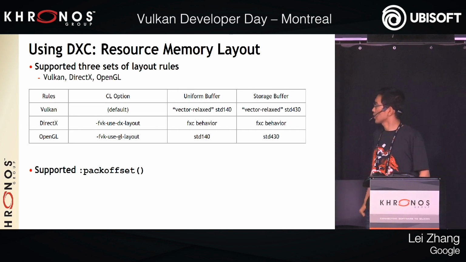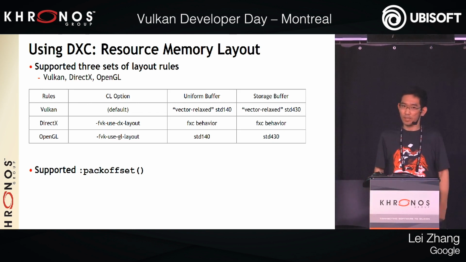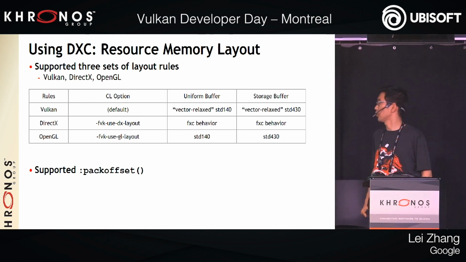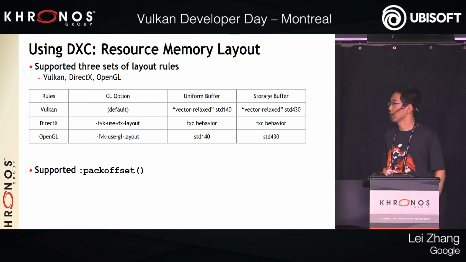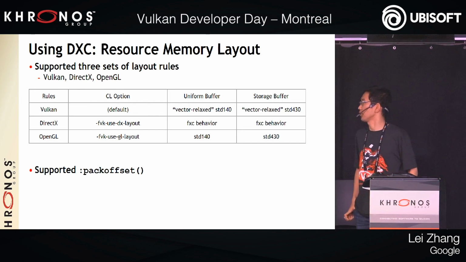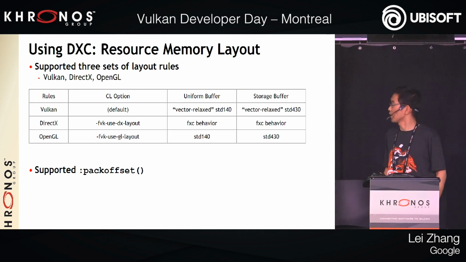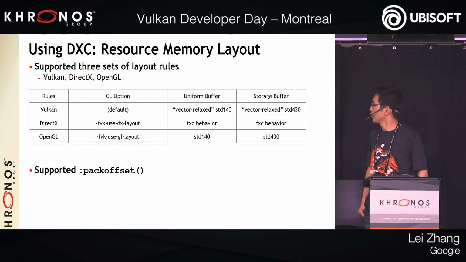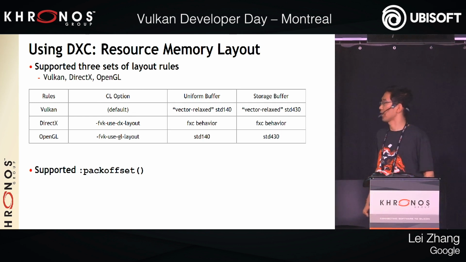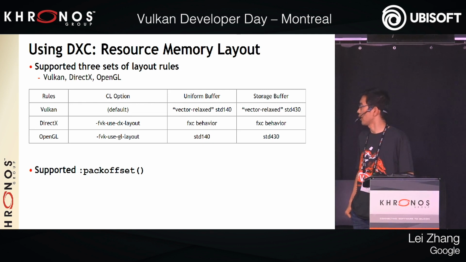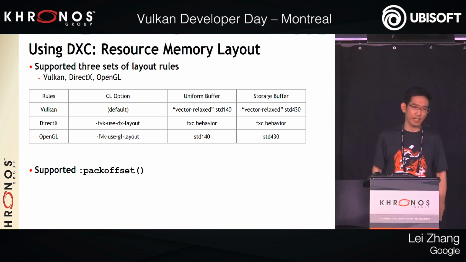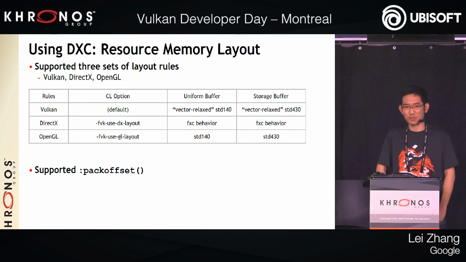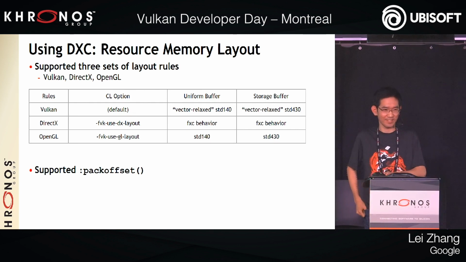And also DirectX layout rules, which can be turned on by -fvk-use-dx-layout. Note that this is not officially supported by Vulkan yet, or extensions. It just happens to work, and I think it helps the porting sometimes. So if you still want std140, std430 strict, you can get that by using -fvk-use-gl-layout. We also support packoffset upon community request, so don't be shy to send your feature request to us.